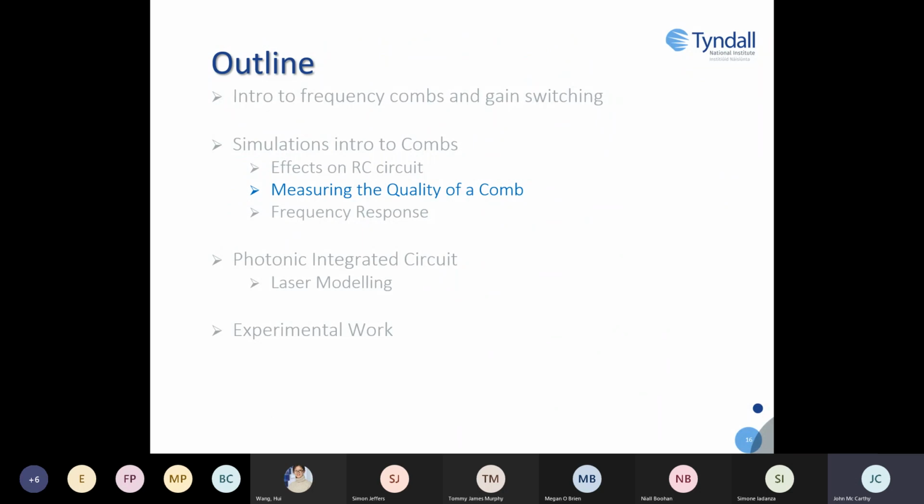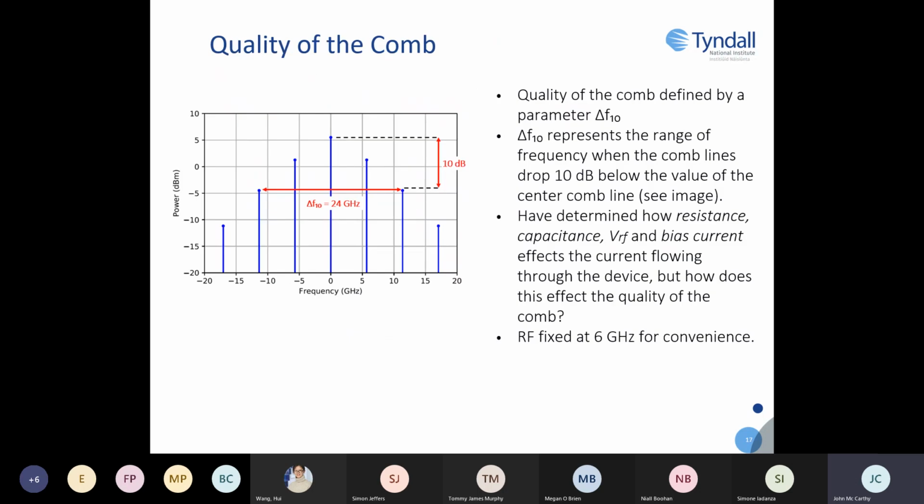So moving on to how these parameters affect the quality of the generated combs. To measure the quality of the comb, I used a parameter called delta F10. Now, what this represents is the frequency range the comb lines occupy within 10 decibels of the center peak. So naturally, a good quality comb would have a rather high delta F10 value. So I wanted to see how the parameters I've mentioned, like resistance, capacitance, bias current, and RF voltage, would affect the comb's quality. For convenience, the following simulations are run using an RF frequency of 6 gigahertz.